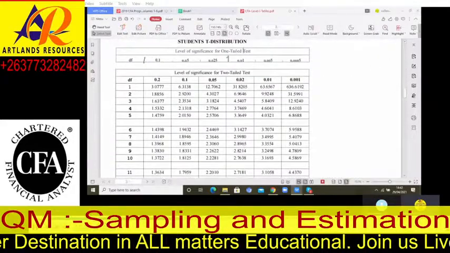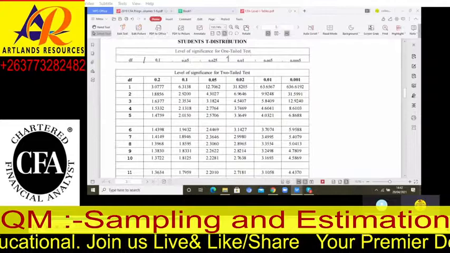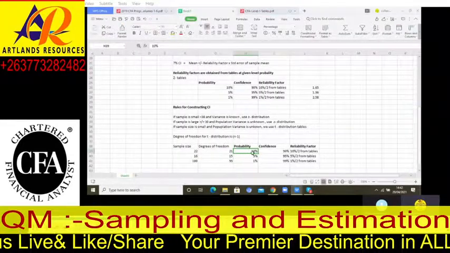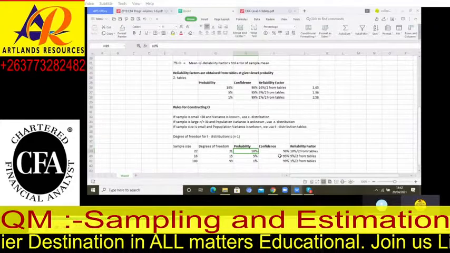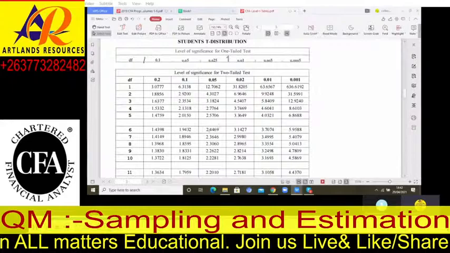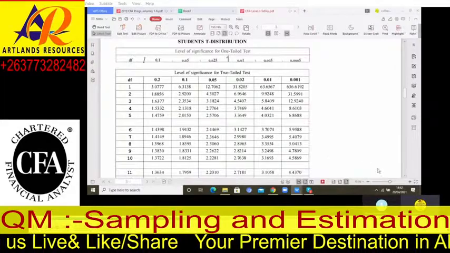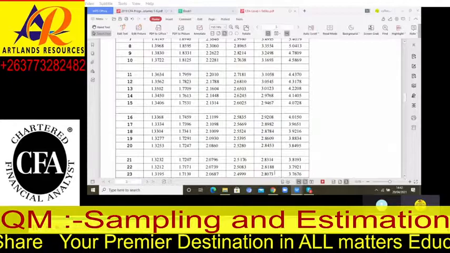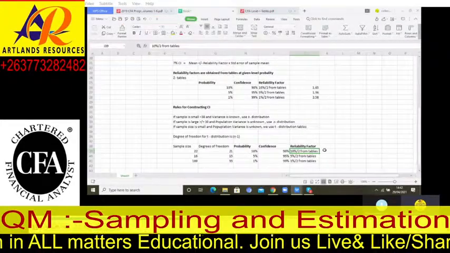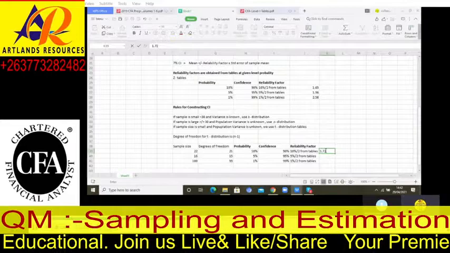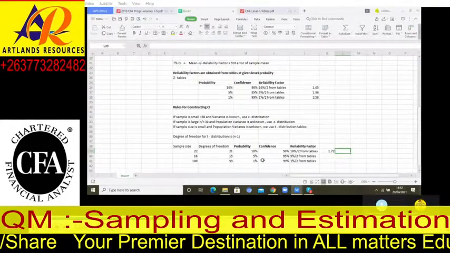Here you are. Notice the T distribution tables have got degrees of freedom and the probabilities. So if you want a reliability factor for 10% confidence interval, I said you say 10% over 2, that's 5%. So here you are coming to degrees of freedom 21 under 5% to get the reliability factor. So it will be 21 on degrees of freedom and across here 0.05. That's 5%. So 21 under the second column, you get 1.72. So that will be the reliability factor, 1.72 here. Notice under Z, it was 1.65. Under T, it's 1.72. It changes.